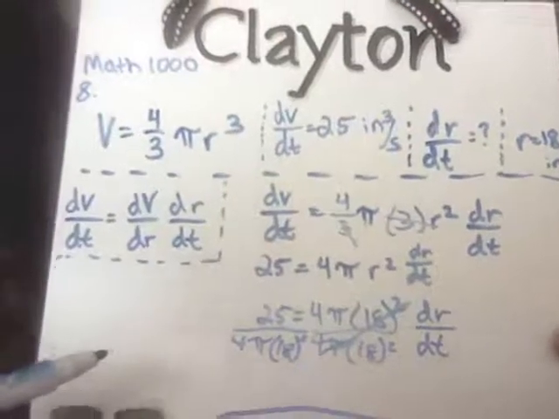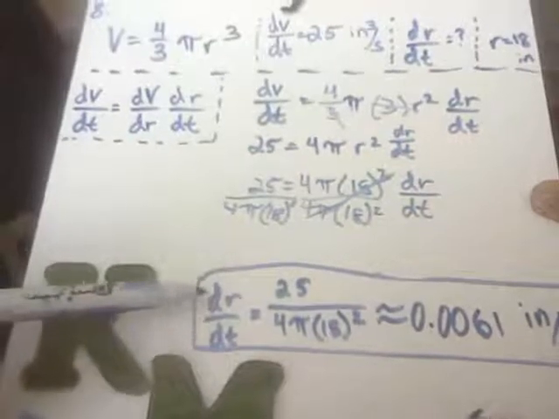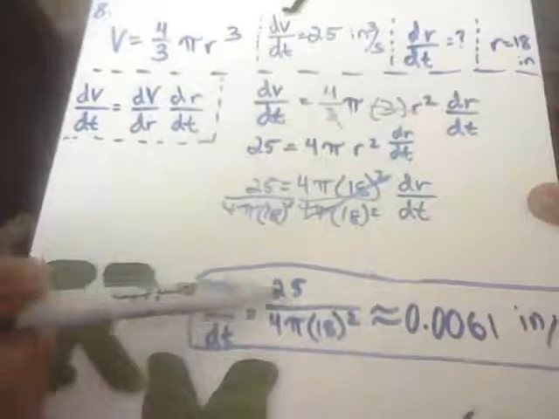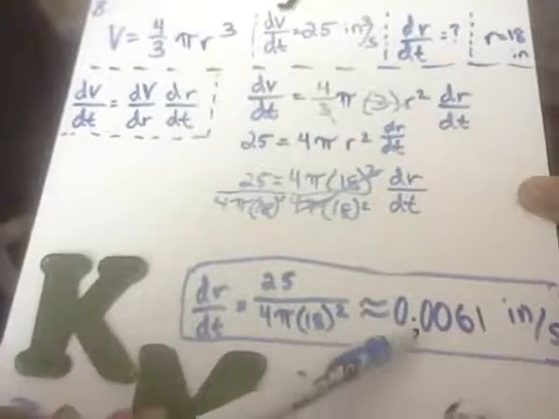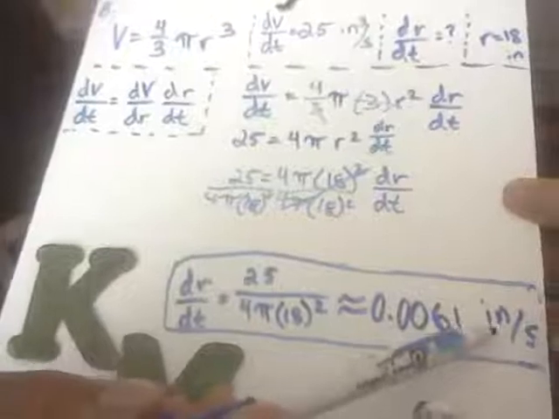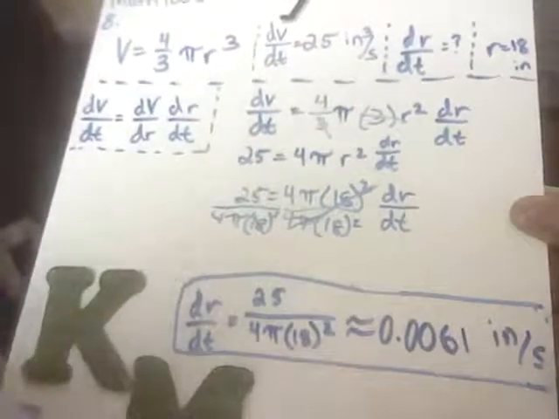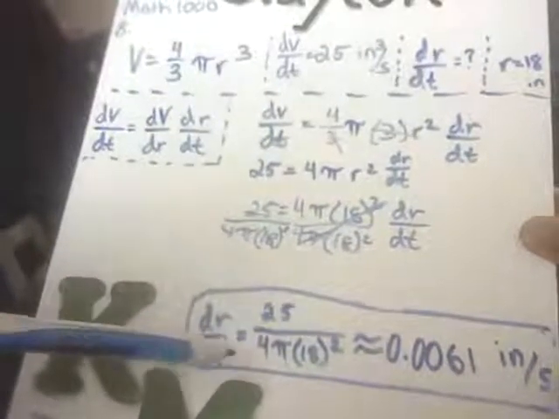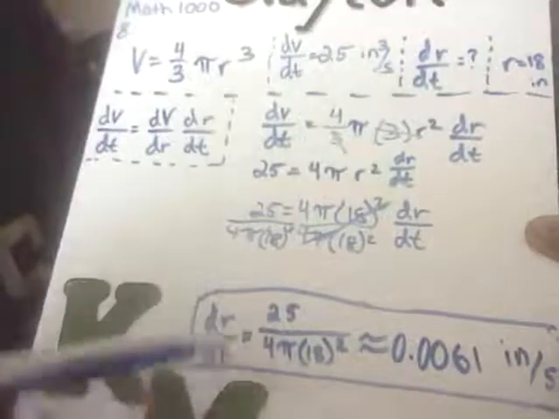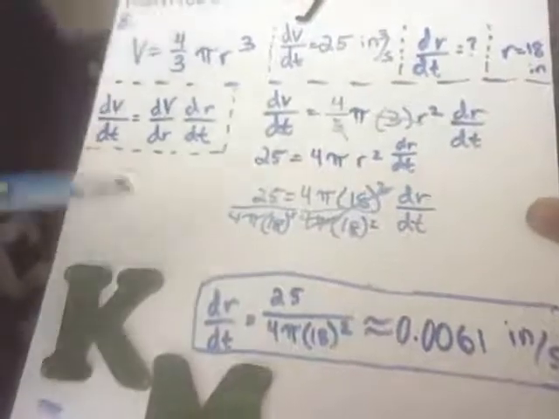So that means that our final answer is the rate of change. Our rate of change in radius is 25 over 4 pi times 18 squared, which is approximately 0.0061 inches per second. So at 18 inches for this balloon, the radius is changing at a really slow rate, but it's changing at 0.0061 inches per second. That's all I have for you.